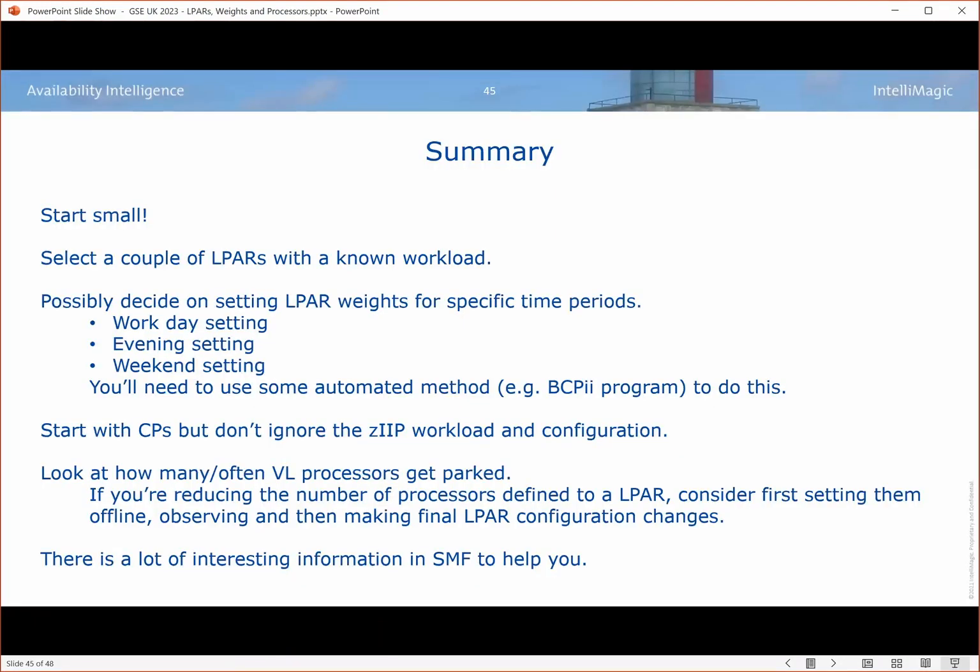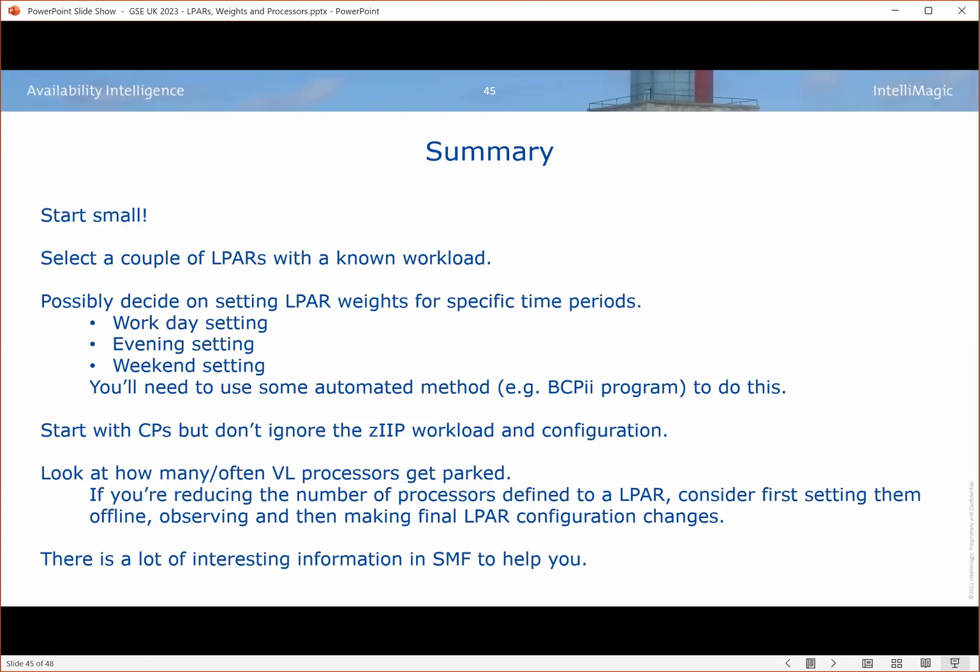Okay, I'm actually quite quick, so I'm hoping there are questions. So just to summarize what I'm doing here, start small. That means don't look at all of the LPARs in a CEC or in a Sysplex. Really select one or two that you want to start with, such that you can understand the workload, make the changes, and observe it, okay?